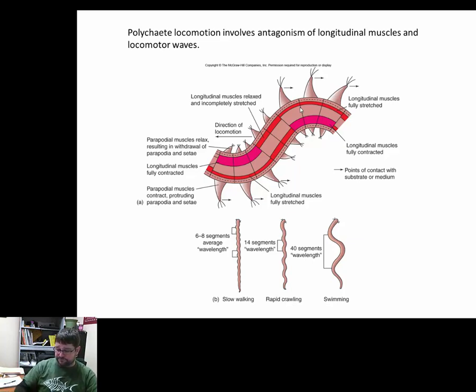The faster or the more muscles you fire on each side, the different motion you can get. You can get a swimming motion, you can get a crawling motion, you can get kind of a walking motion, which would look like they're traveling in just a straight line if they're firing lots of segments on each side at the same time.